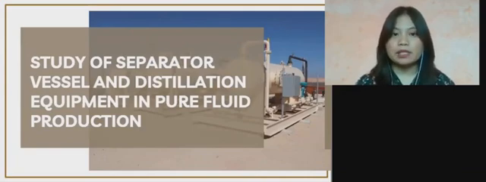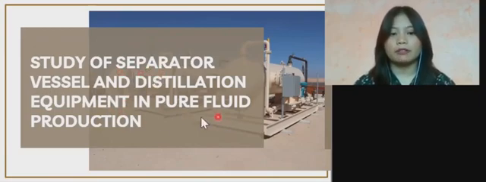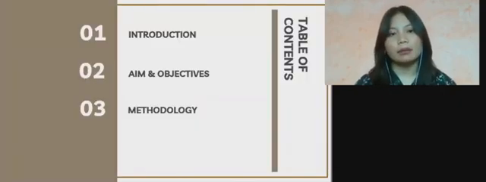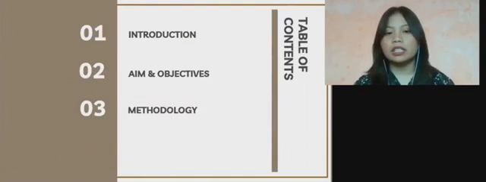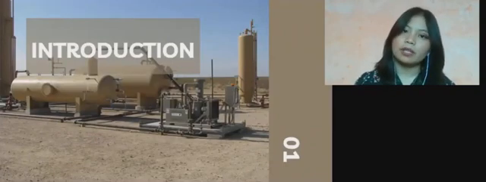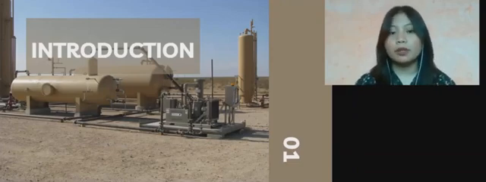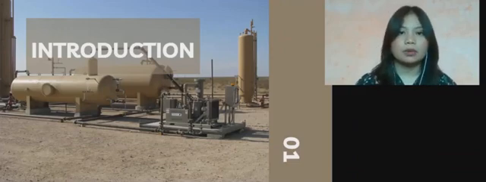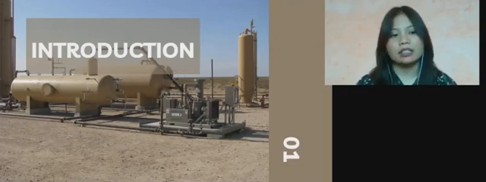So the topic that I'm going to present to you guys is the study of separator vessels and distillation equipment in pure fluid production. Here is the content that I'm going to present: introduction, aim and objective, and the methodology. For the introduction: what does it mean by separator vessels, what does it mean by distillation equipment, what does it mean by pure fluid production, and what is the relation between separator and distillation?